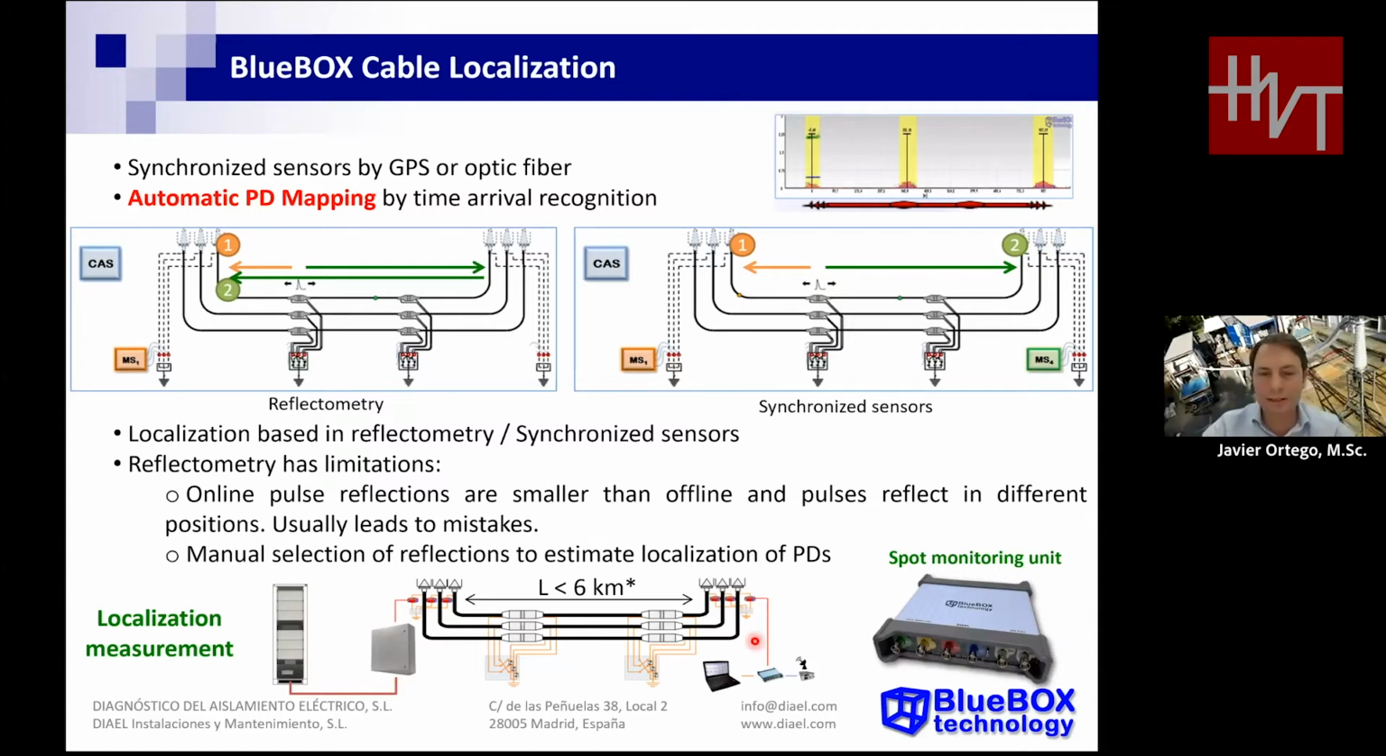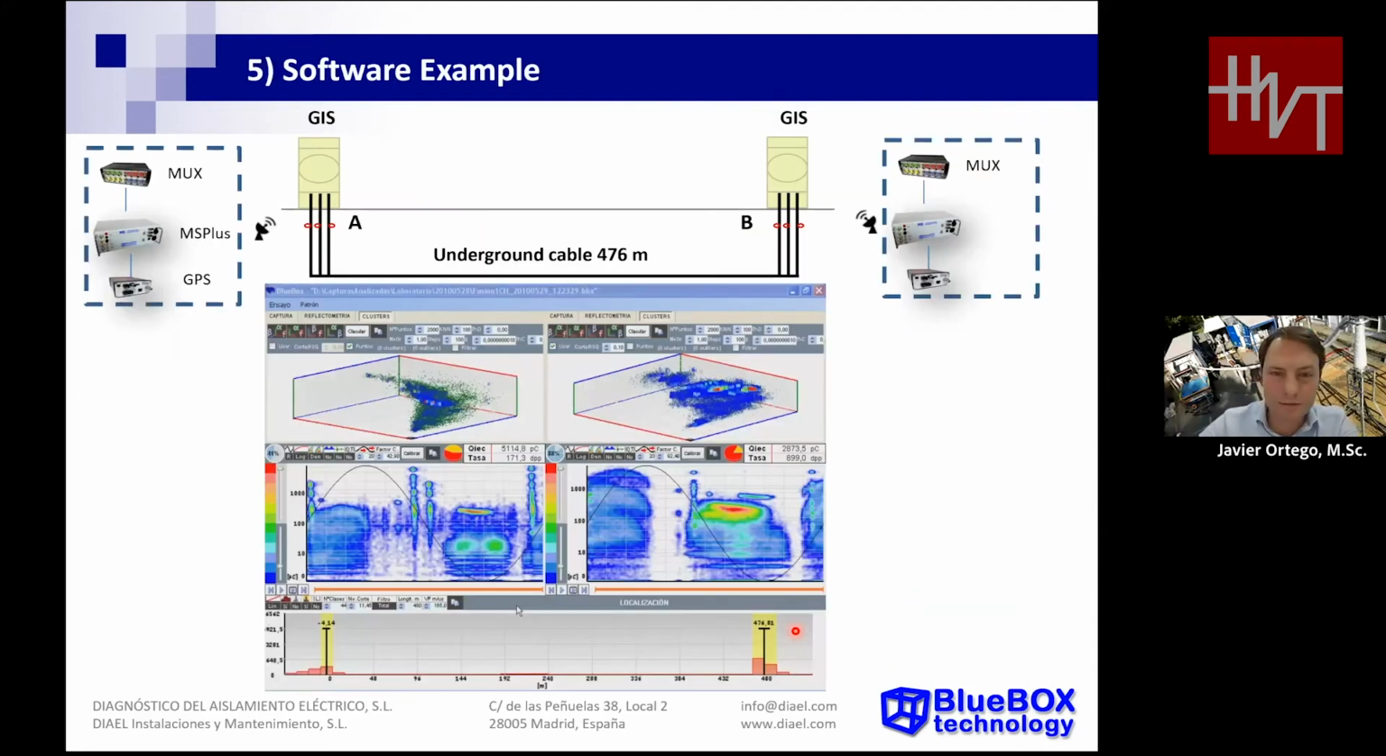So when we analyze the compatible information together, we will be able to make a localization map along the line in order to know where the PDs in the cable are coming from. With this approach, we can cover any asset of our installation, the substation elements and also the long cables coming from outside. This is an example of how the software works for a synchronized measurement.